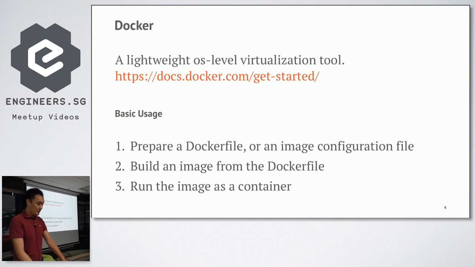Here I write down the basic usage steps of Docker. First, we prepare a Dockerfile. It is a configuration file, including what middleware you want, and so on. Next, you build an image from the Dockerfile. Then we run the Docker image as a container. A container is a runtime of the image, and you will run your application or program in the container.